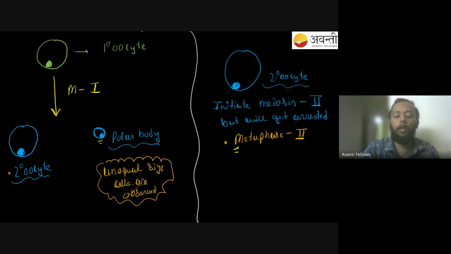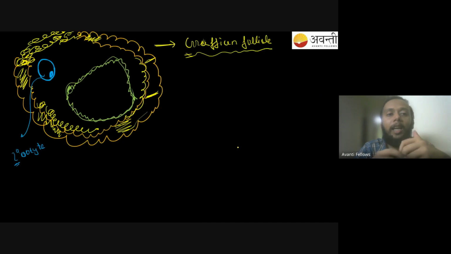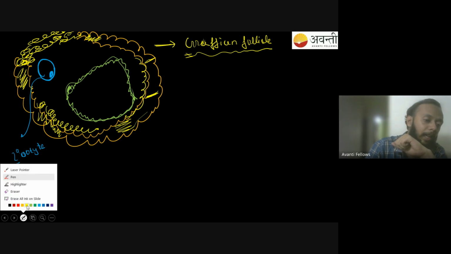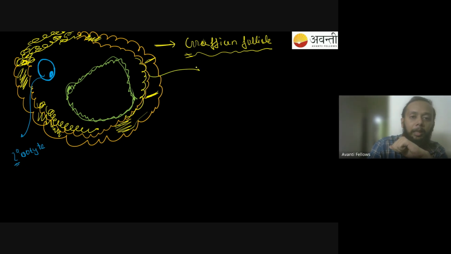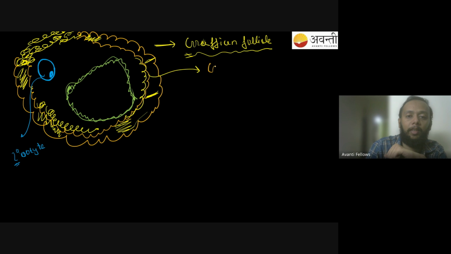After the tertiary follicle has formed here, it will grow more in size, and now it can be called my Graafian follicle. So the Graafian follicle will have a large number of granulosa cells, right? You can see over here, these are all my granulosa cells. In the center, you have the antrum. You have granulosa cells.